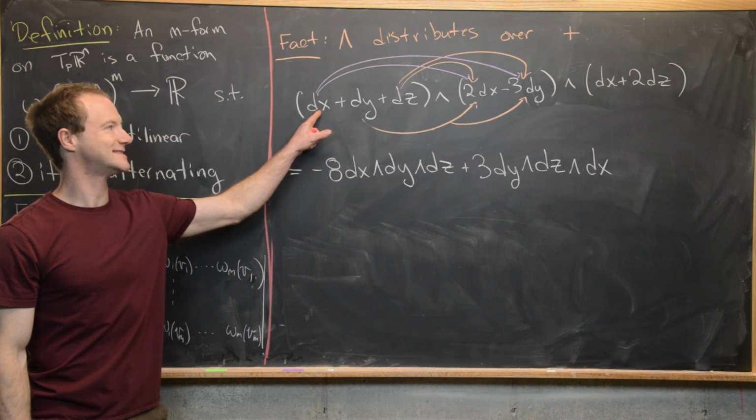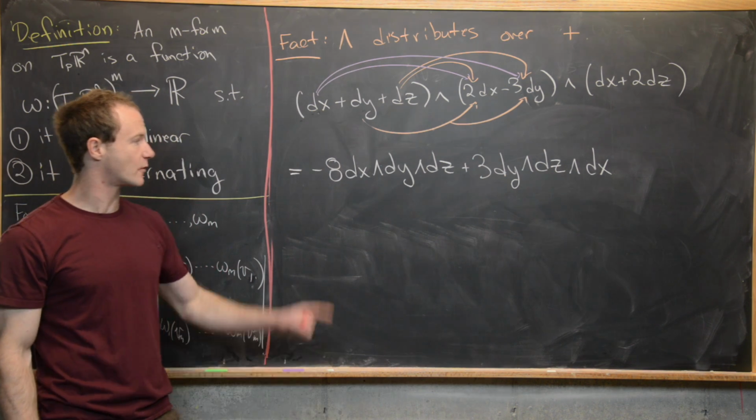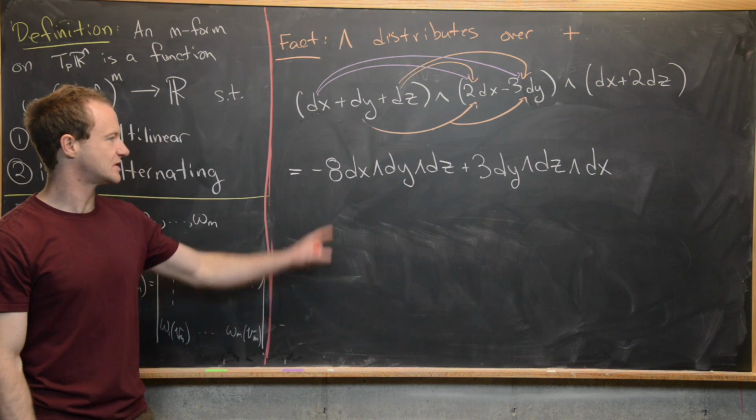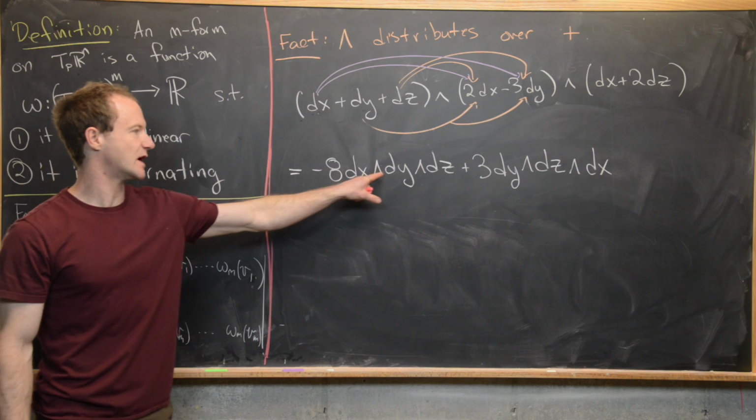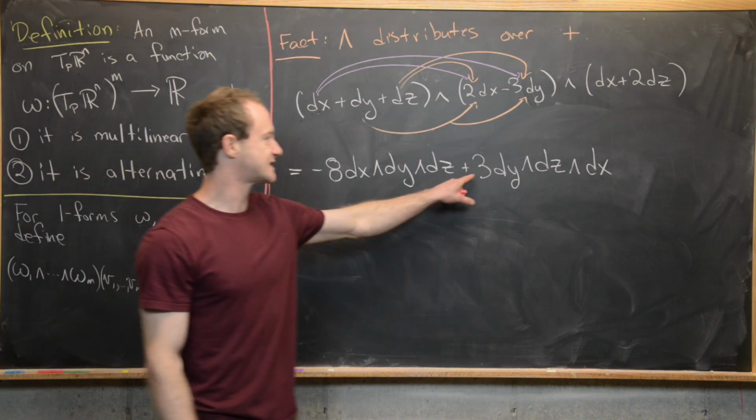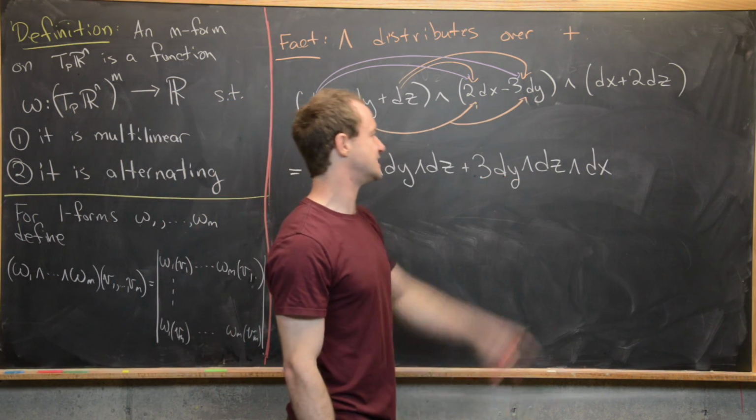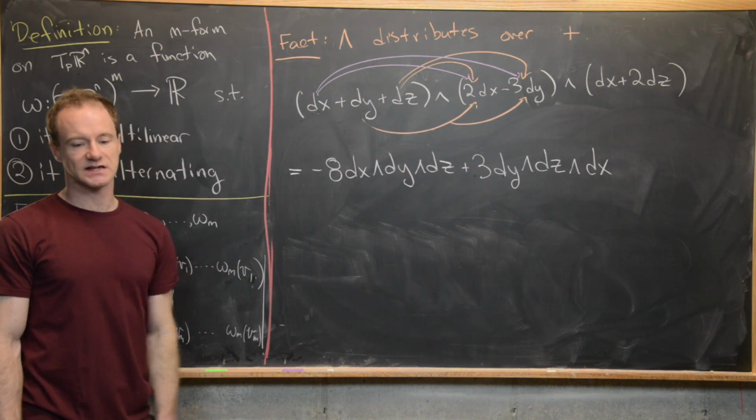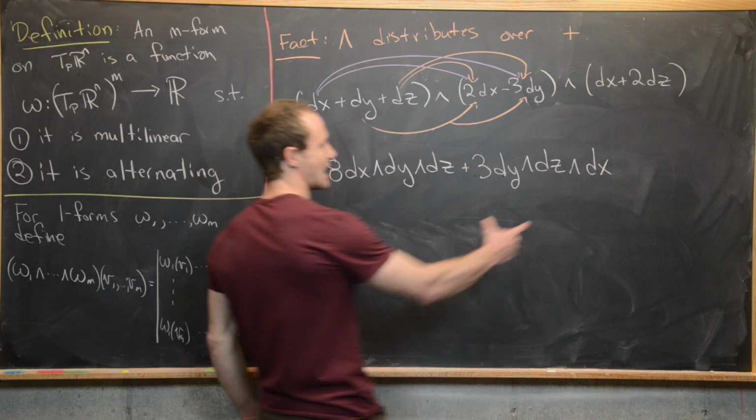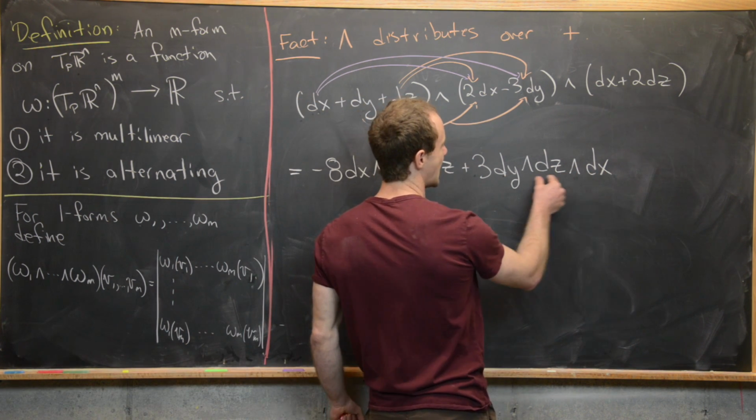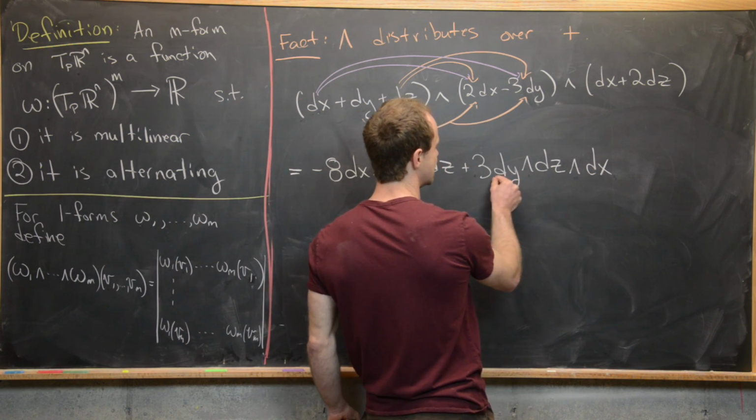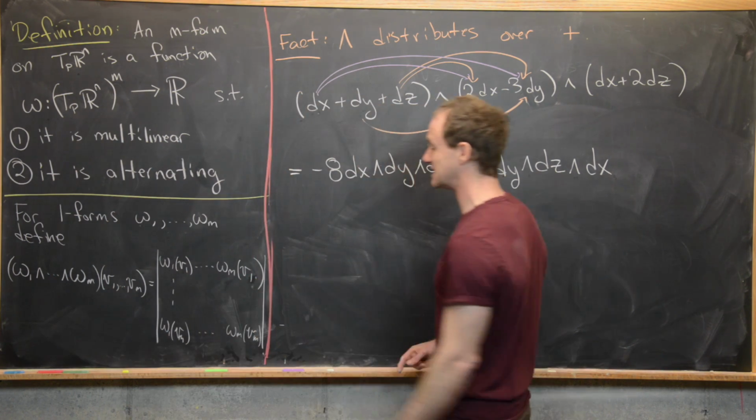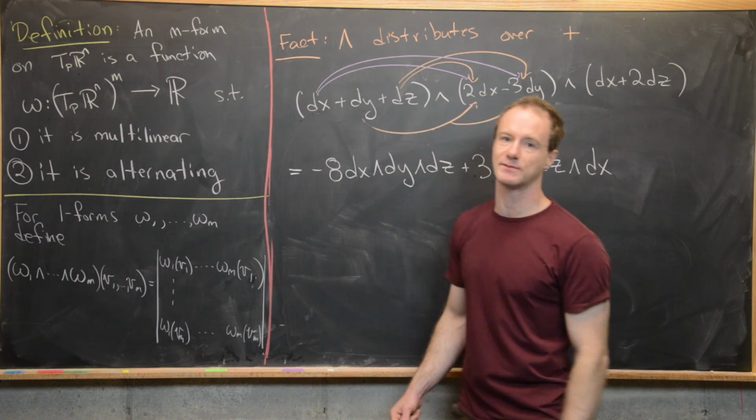Okay, so we worked down this triple product of 3 one forms to the following combination. So we have minus 8 dx wedge dy wedge dz plus 3 dy wedge dz wedge dx. Now what we want to do is turn these into like terms, and we'll do that by commuting this dx across the dz and the dy, which notice that's the same thing as doing column swaps over here.